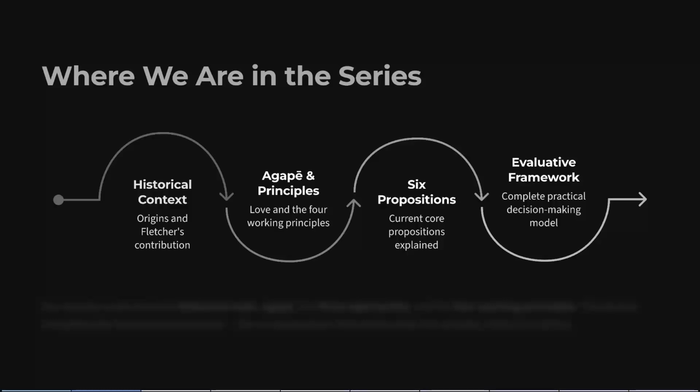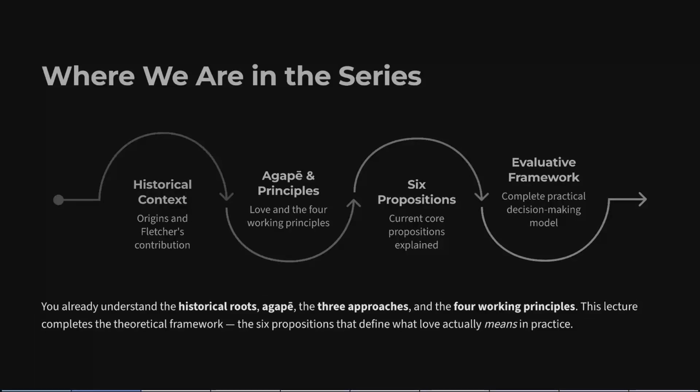This lecture, the 6 propositions, is the 3rd stage, and it completes the theoretical framework by giving love its philosophical content. And there is a 4th stage that's coming, the evaluative framework, where we bring everything together and examine how the complete theory performs under scrutiny. But we cannot reach that stage without first understanding what the 6 propositions actually claim. And think of it this way. You now have the foundations and the structure. This lecture is where we fit the final components that make the whole building stand.